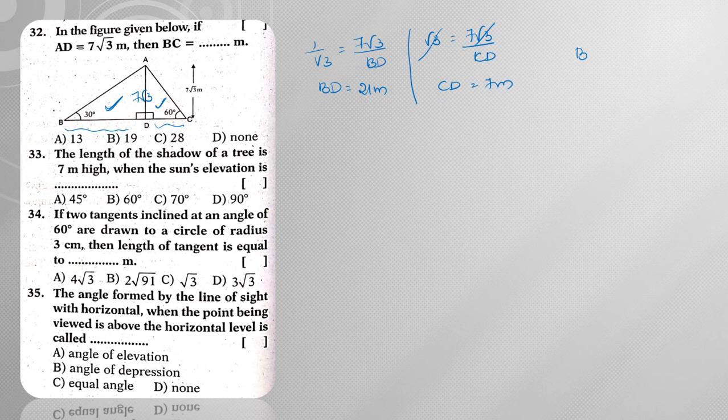Finally, what did he ask? So he is asking you to find out BC. So BC can be written as BD plus CD, which is equal to 21 plus 7, which is 28 meters. Hence the answer is 28 meters.